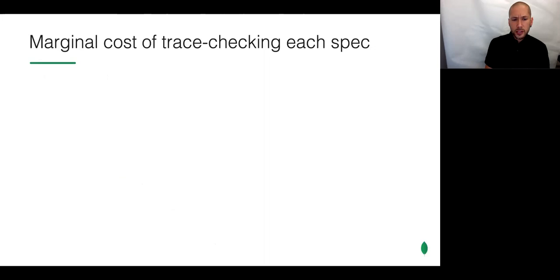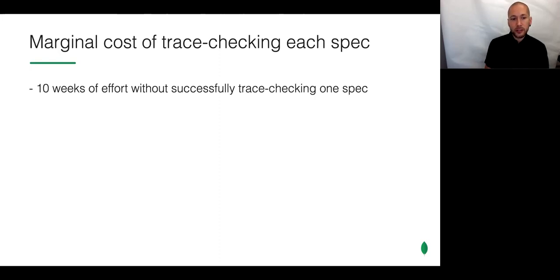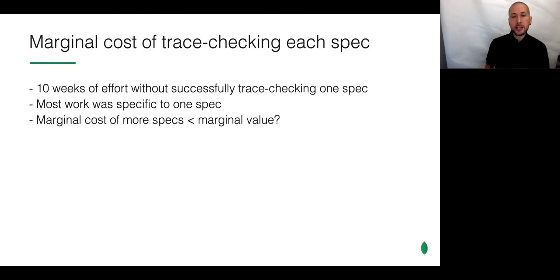The final problem with this case study is that the marginal cost of trace checking was just too high. Our original vision was that we would gather execution traces from all of our tests in our continuous integration system and check all of them against all of our 5 or 6 specs, and that we would rapidly write more specs and trace check against them as well. But we had spent 10 weeks so far and we had failed to successfully trace check even one spec. And we discovered that most of the work that we had done was specific to that one spec. So we guessed that the marginal cost of trace checking each additional spec in our repository was not going to be worth it. As a result, we stopped the project.